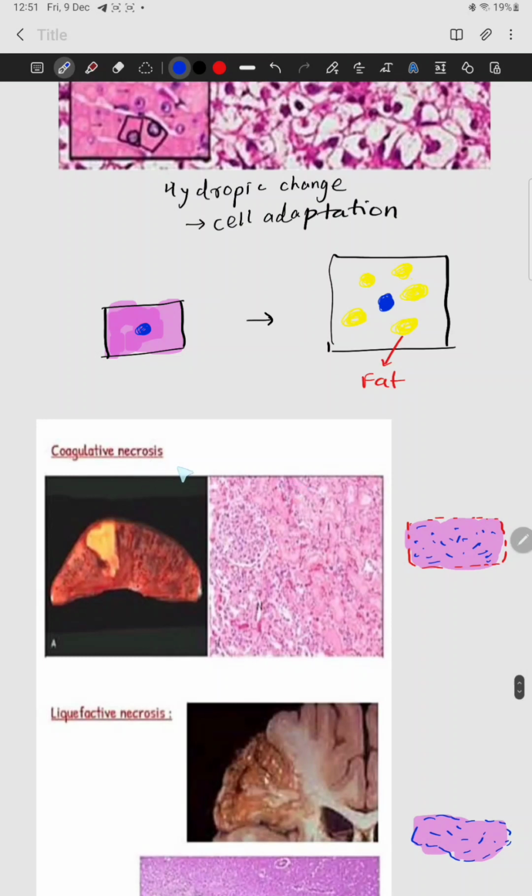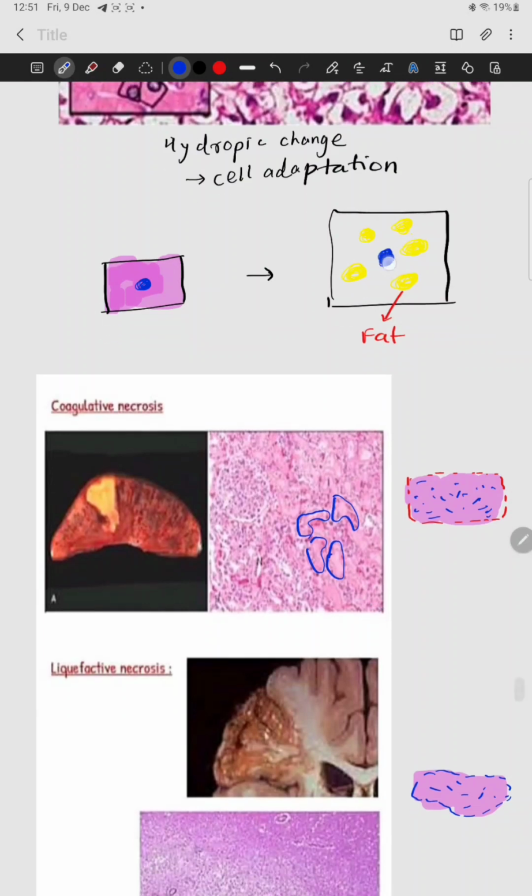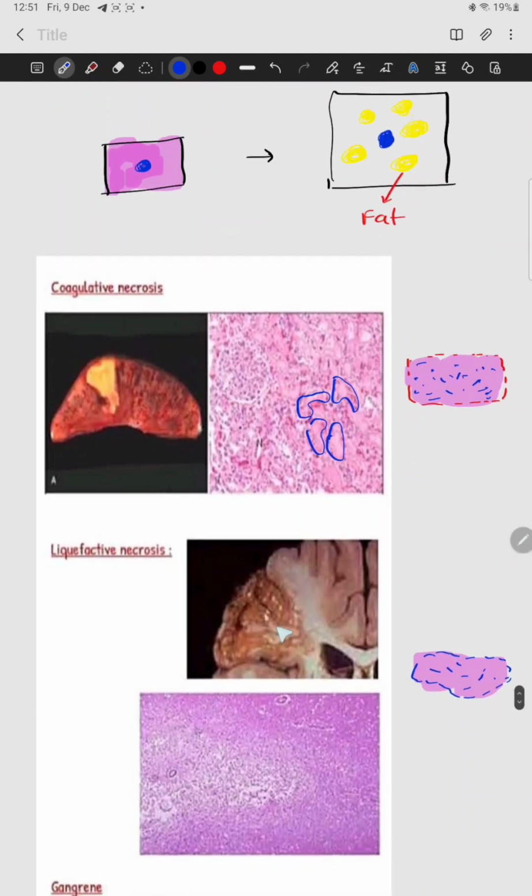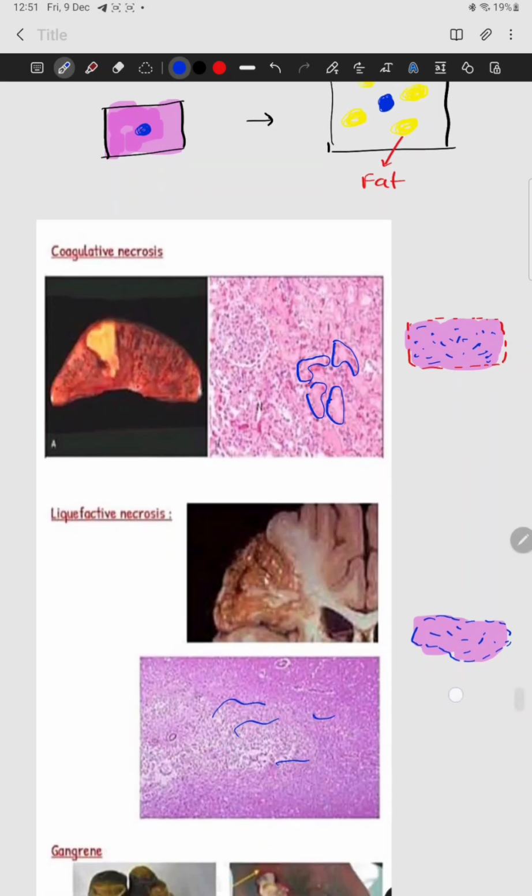Next, these are the images of coagulative necrosis. As I told you, the cell membrane should be preserved. So as you can see here, I know it's not that clear, but still the cell membranes are clear and you cannot see the nucleus. So this is coagulative necrosis. And in liquefactive necrosis, you will see nothing, because pus is like an ocean, right? So you cannot obviously see anything.